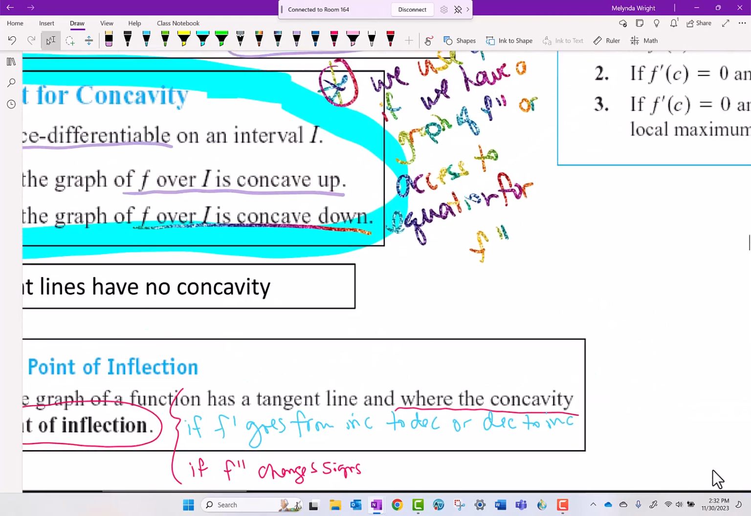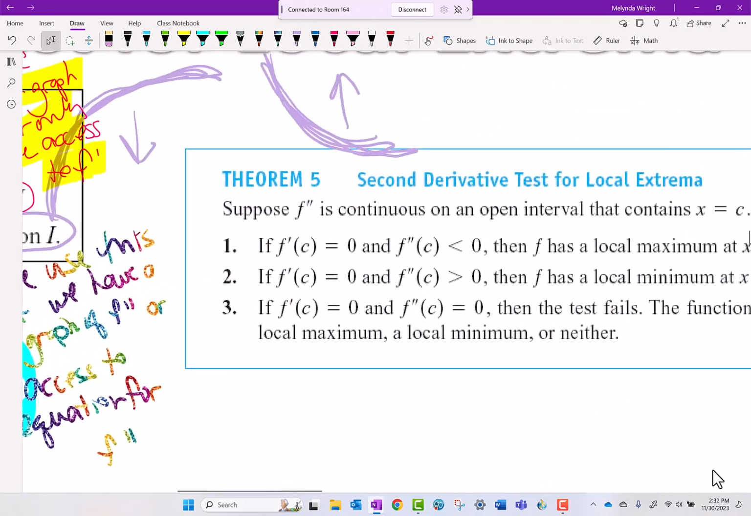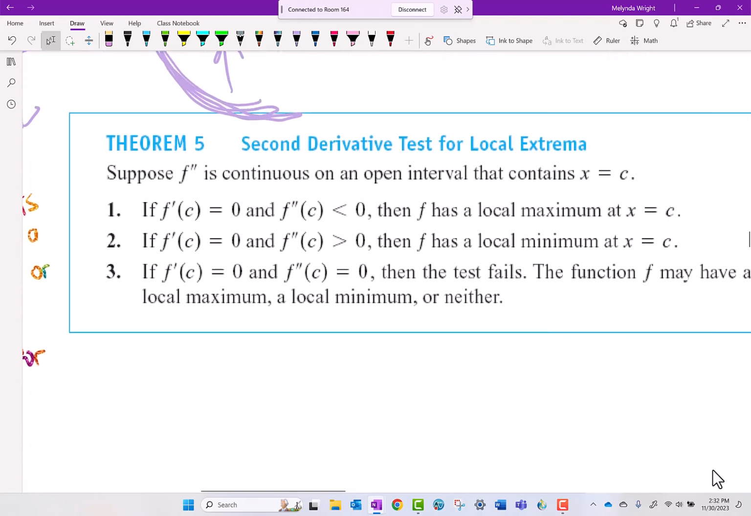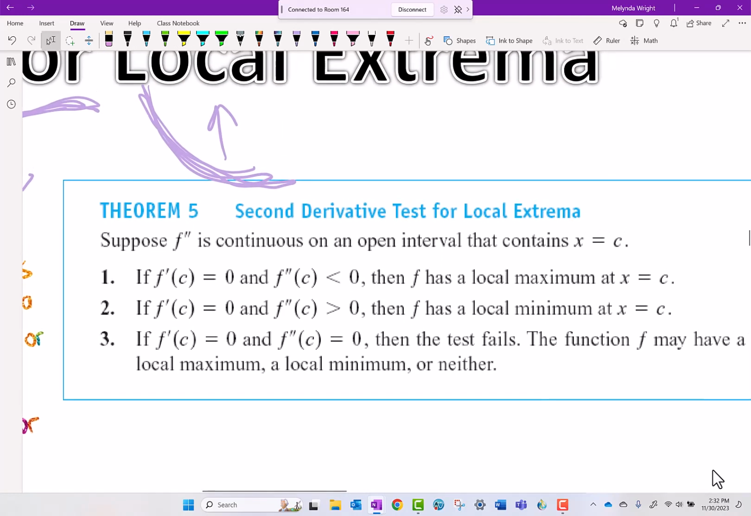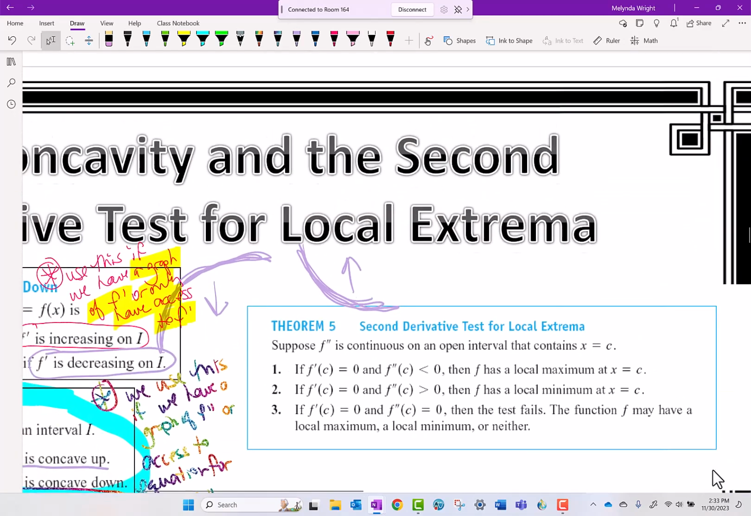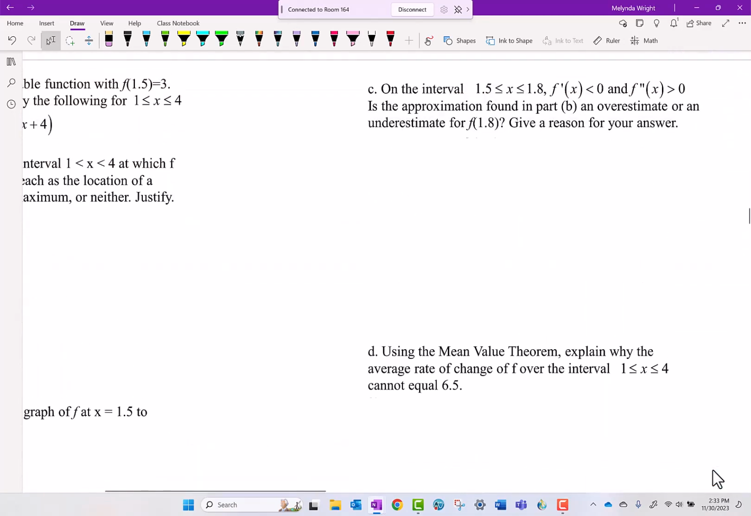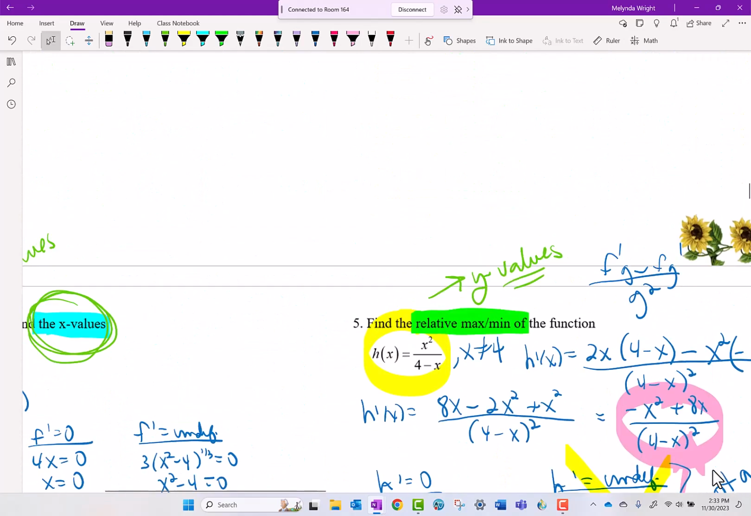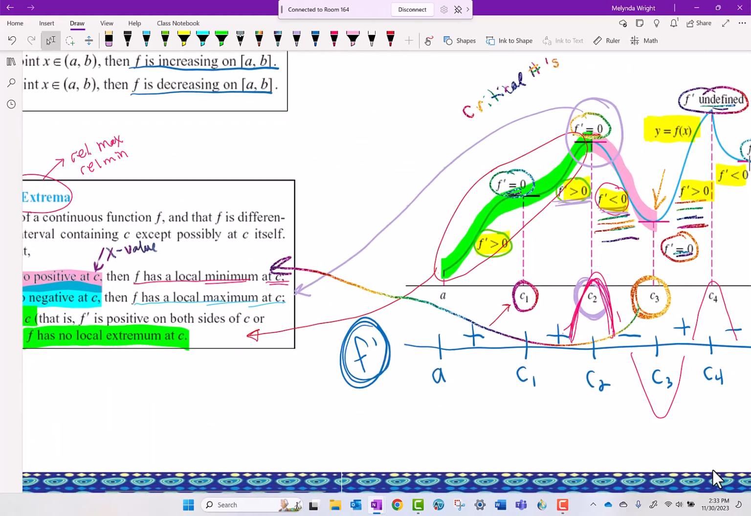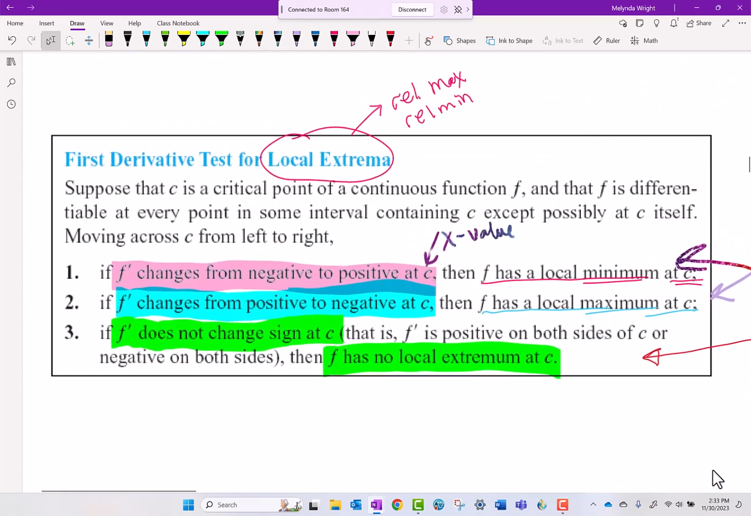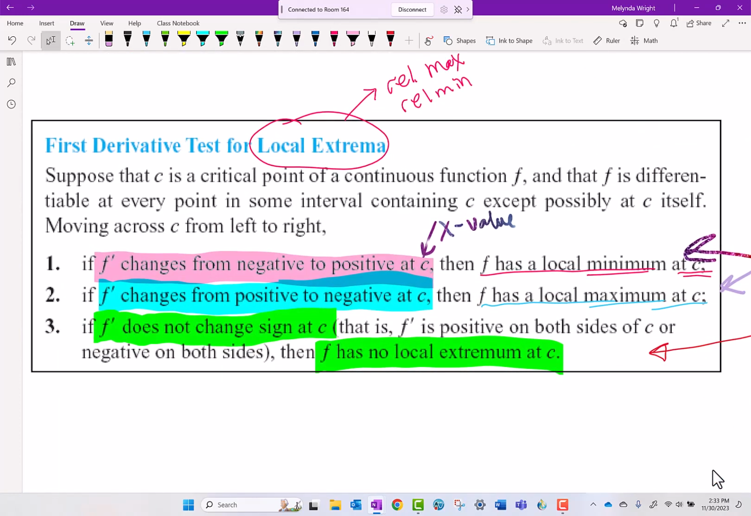Okay, so let's talk about the second topic for today, which is the second derivative test for local extrema. First of all, I want to remind you about the first derivative test for local extrema. We got that right back here. I just want to remind you, we're going to go through it for just a moment. And remember why I told you that you have to memorize it? Yes, so this was the first derivative test.